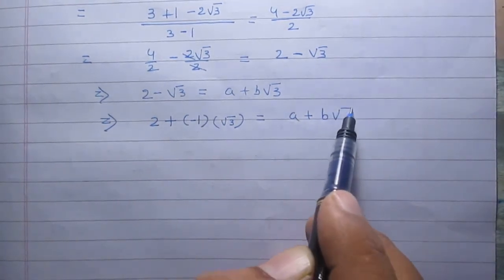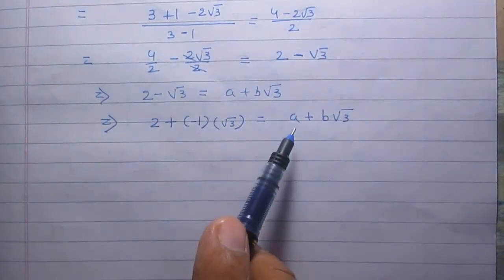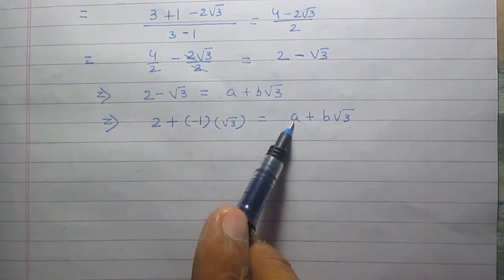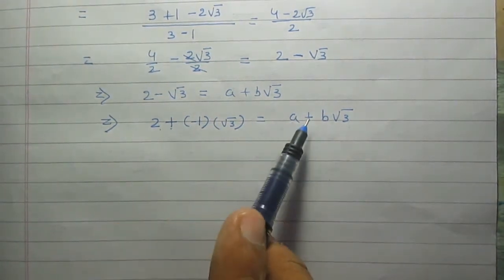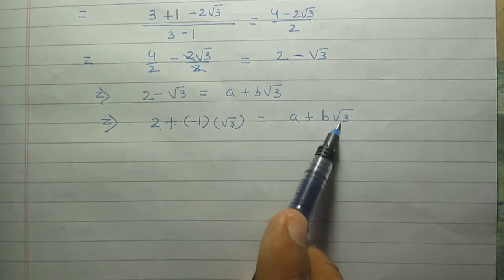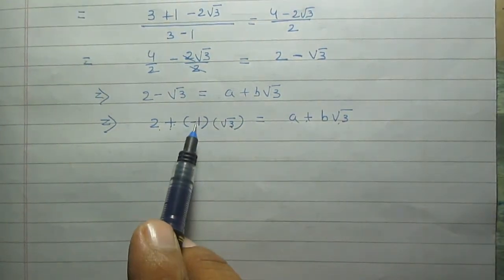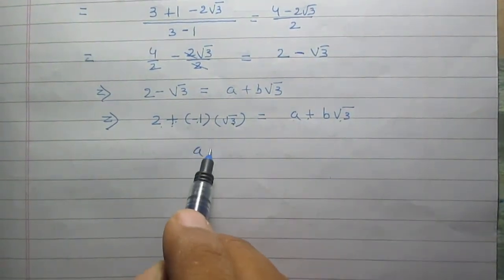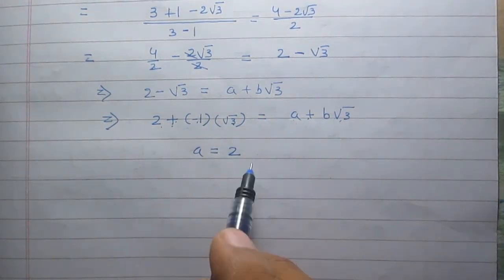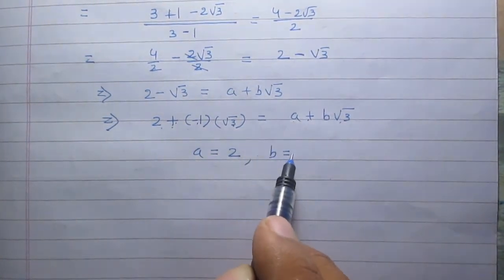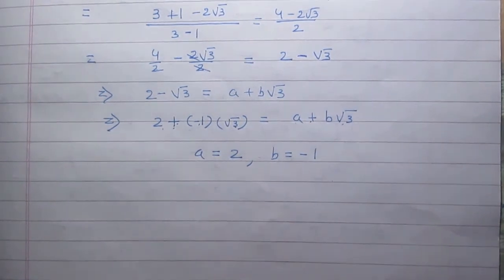It is a plus b square root 3. Simply we can see that a is equal to 2 plus the term with square root 3, so b is equal to minus 1. So we found that the value of a is 2 and the value of b is minus 1.